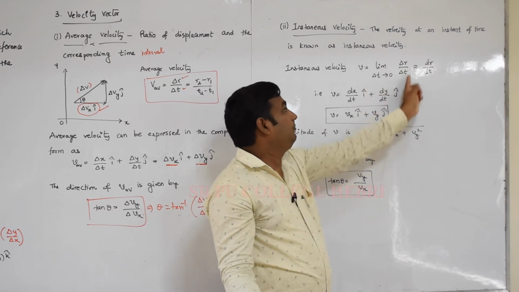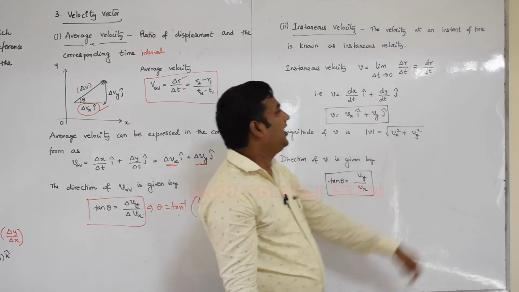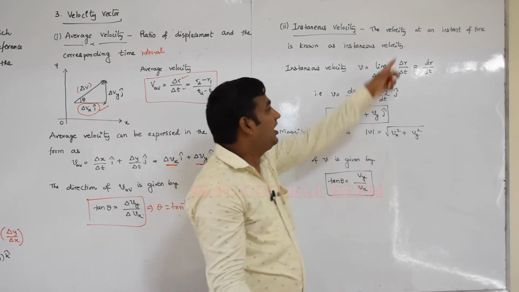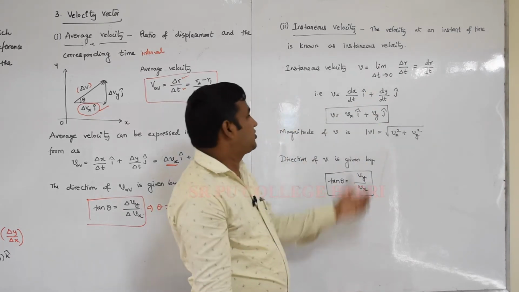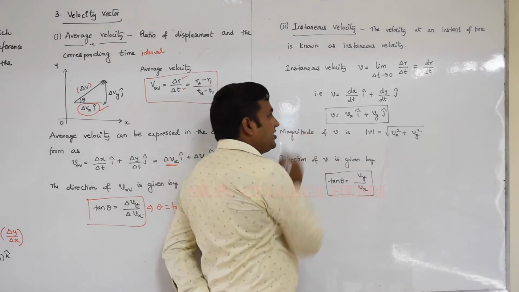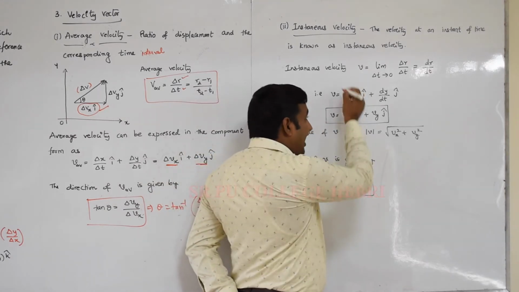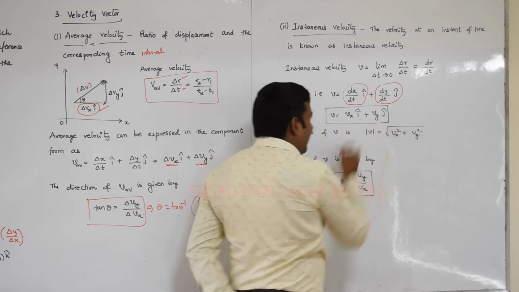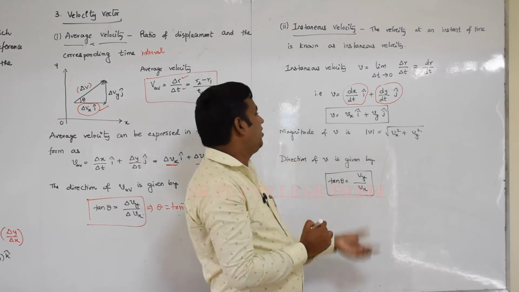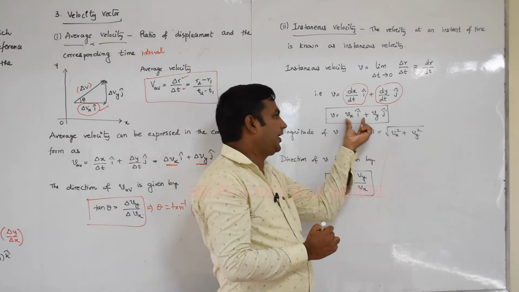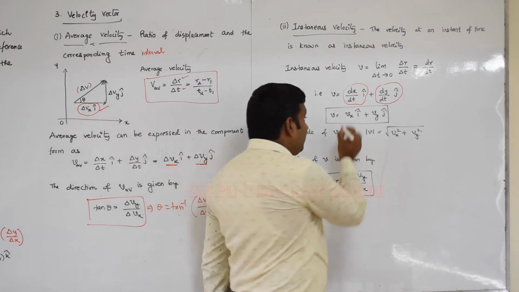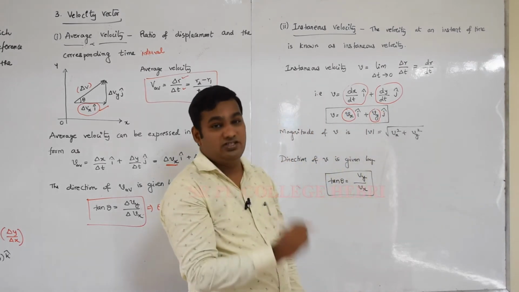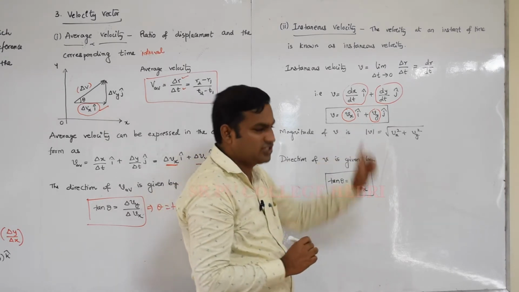Here if I take the limit for average velocity, it gives dr divided by dt. You already heard about differentiation or derivative, dr divided by dt. Again, in terms of components, we can take v equal to dx by dt into i cap along the x axis plus dy by dt into j cap along the y axis. The instantaneous velocity v is equal to vx into i cap plus vy into j cap. Remember, vx and vy are the components of instantaneous velocity along the x axis and y axis.